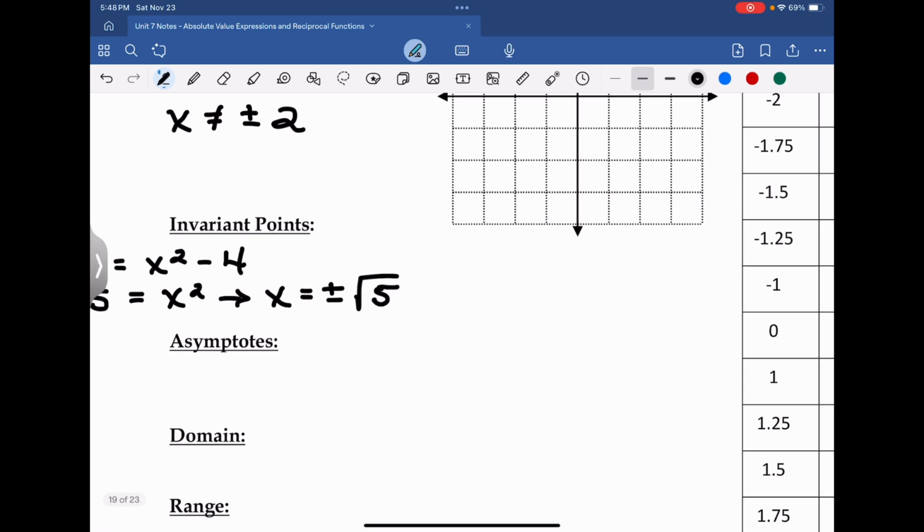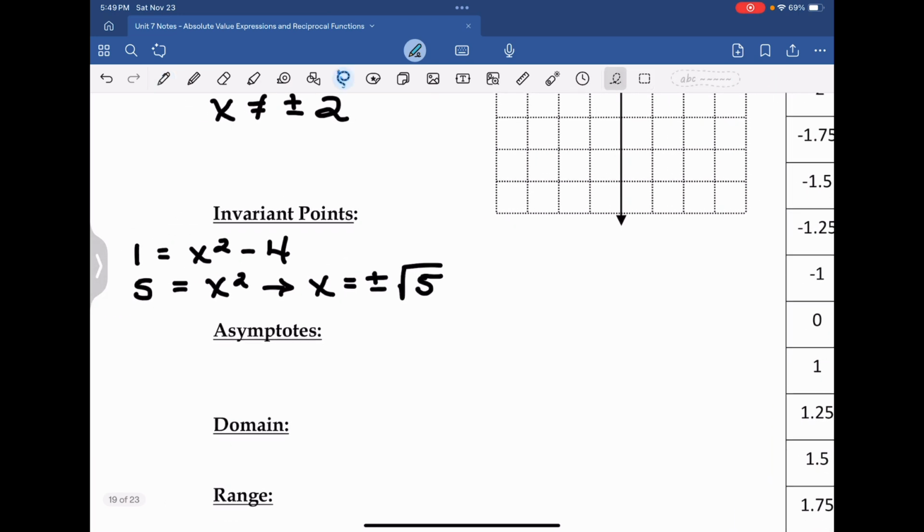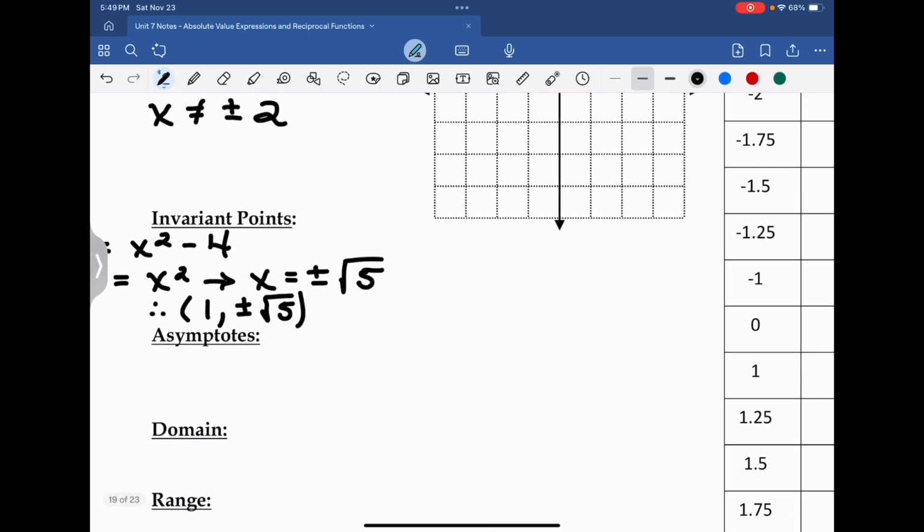Okay, our other invariant point is going to occur at the following. And I should put this together as a point, because that's not a point if I write it in that way. I'm just going to move this up as much as I can and then put the point below. Therefore, the invariant point is 1, plus or minus the square root of 5. There we go.